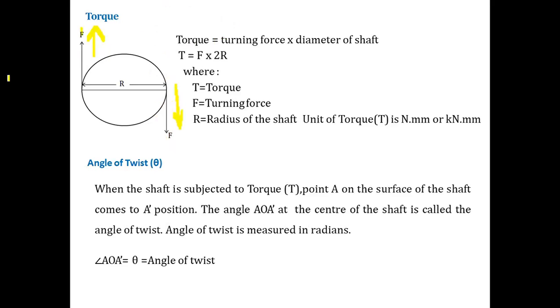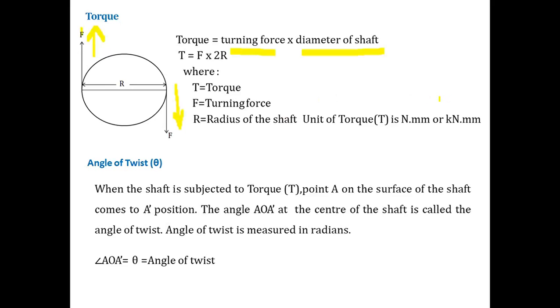That is the turning force. So torque is nothing but the turning force multiplied by the perpendicular distance, that is, the turning force F into the diameter of the shaft. What is the diameter? 2 times the radius, that is 2r. T is the torque, F is the turning force, r is the radius of the shaft. What is the unit for torque? It is Newton meter, Newton mm, kilonewton mm, or kilonewton meter.